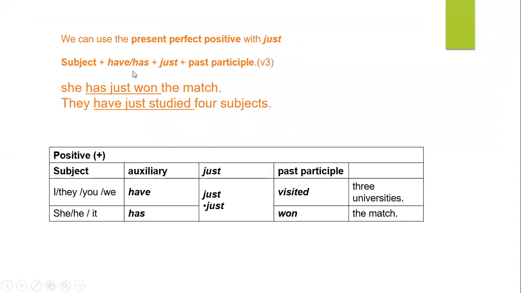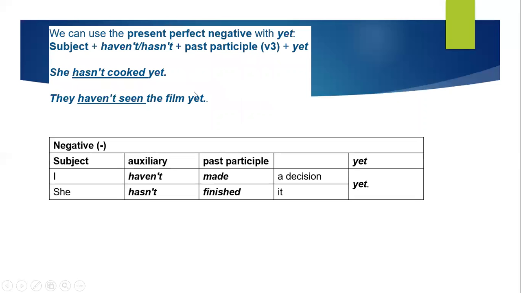We put just between has or have and verb 3, but yet, where do we put it? At the end of the sentence or at the end of the question. So, she hasn't cooked yet. Here, they haven't seen the film yet. Okay, so we put yet for what? For a negative sentence, and we make it negative by adding not to has or not to have.